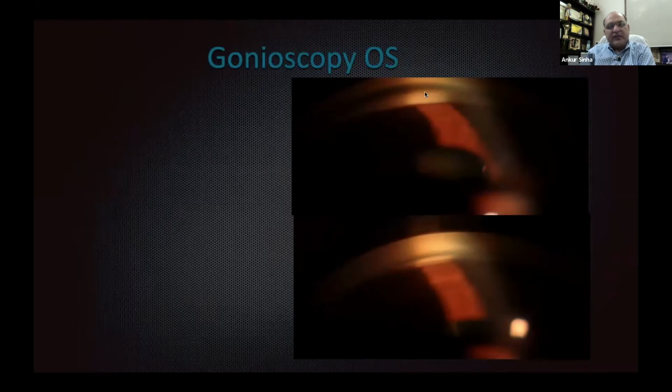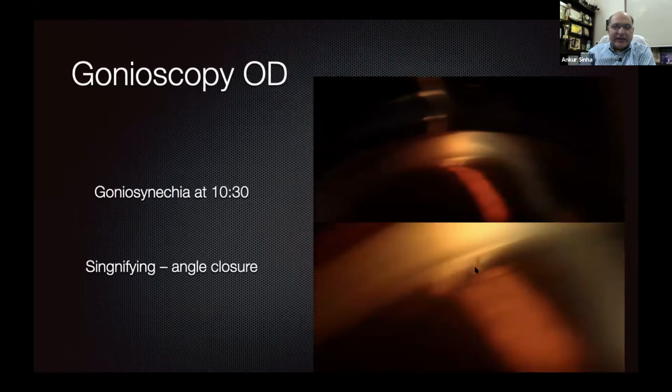On gonioscopy, we see that the angles are absolutely closed, but on indentation, they do open up. So this is manipulation gonioscopy, where the angles are opening up. The other eye is showing goniosynechiae, which is shown in the magnified part in the lower picture. So this signifies that the angles are getting closed.